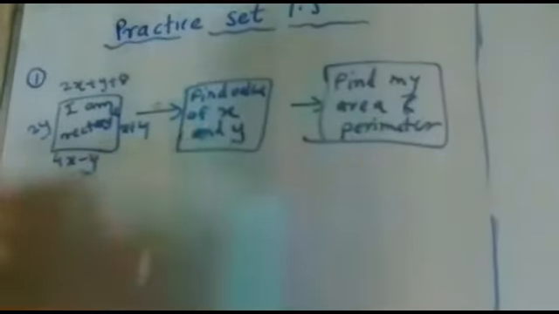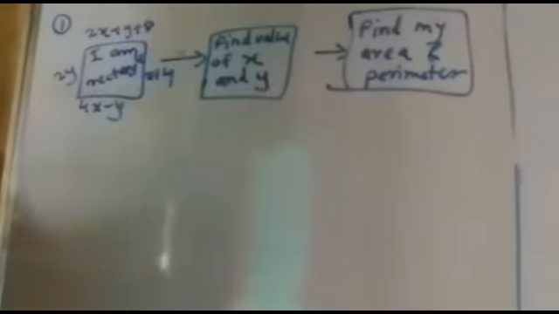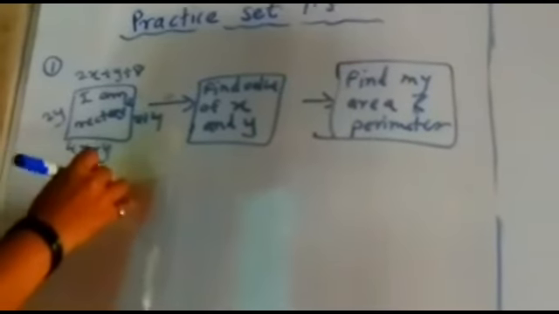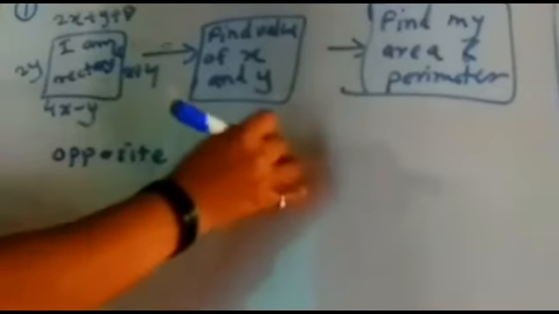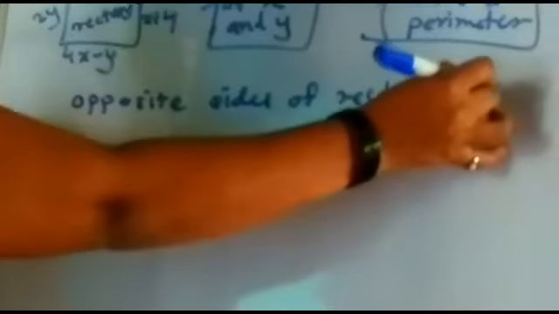In that example, first we know the property of a rectangle. Opposite sides of a rectangle are equal in length. Therefore we write down the first property: opposite sides of a rectangle are equal in length.